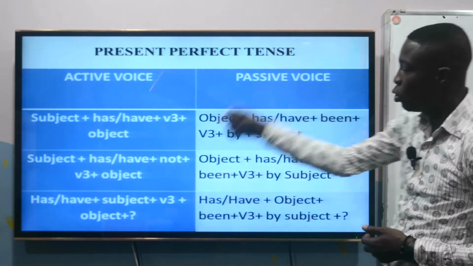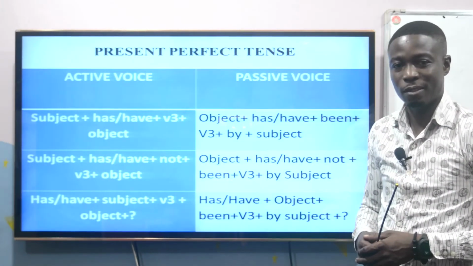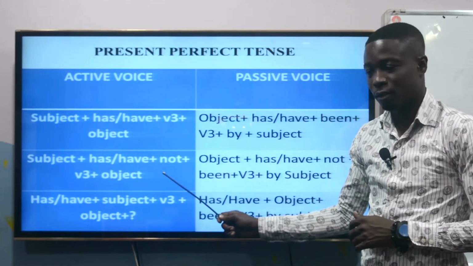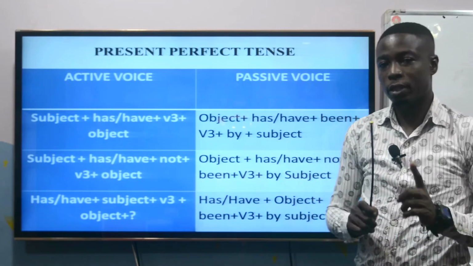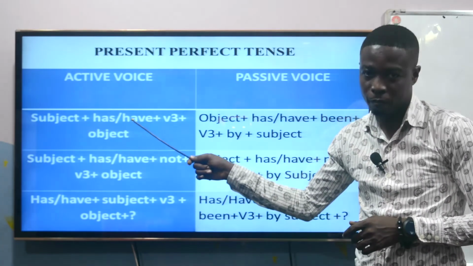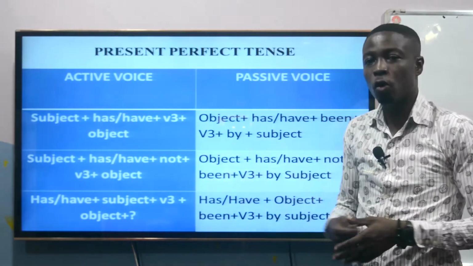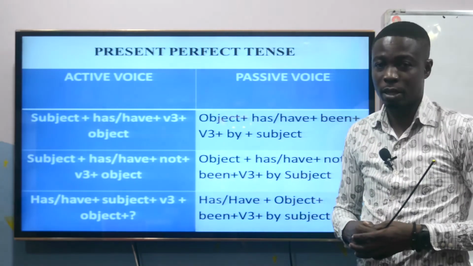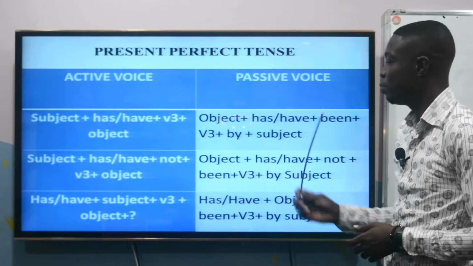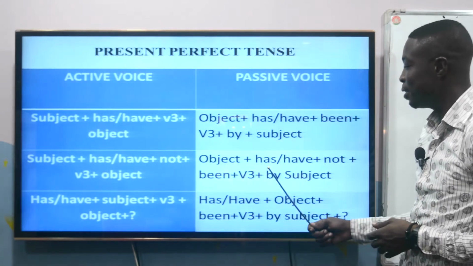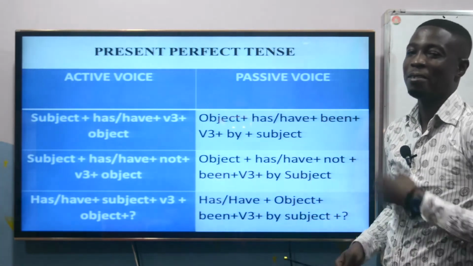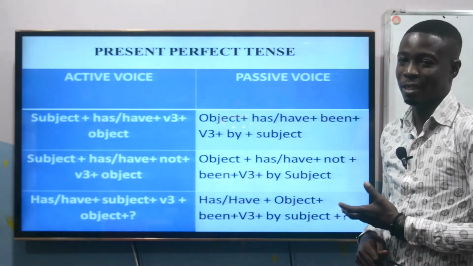All right. So, we move on to the negative statement. We have the subject plus has or have plus not plus V3 plus object. Now, take note of this. I've said this before and I'm saying it again. Whenever you have has or have in a sentence, the verb that follows must be V3, that is the past participle. Take note of that. All right. So in changing the negative statement from active to passive, we get object plus has or have plus not plus been plus V3 plus by plus subject. I believe you understand this.